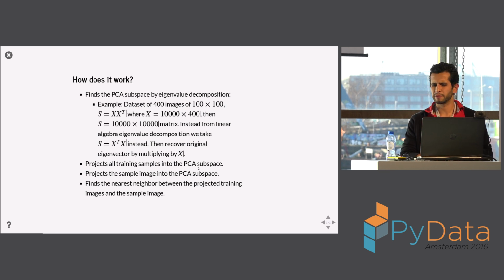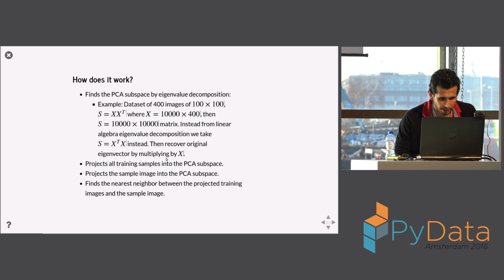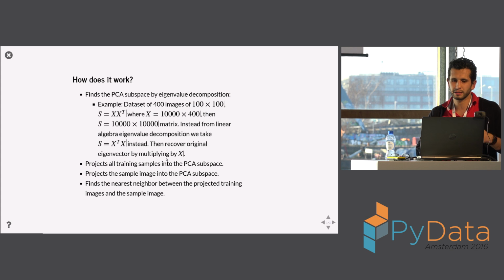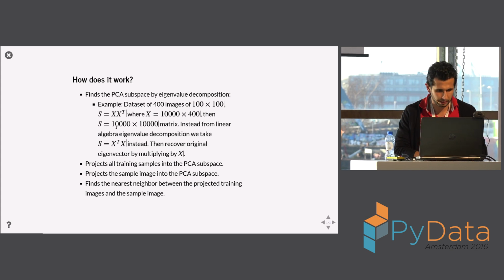Yeah, so this is a bit of linear algebra. I'll do it very fast. Okay, so for the example, let's take a data set of 400 images. And of course, what you want to create is this product here, right? But then you have a problem, because you can see the size of the matrix.